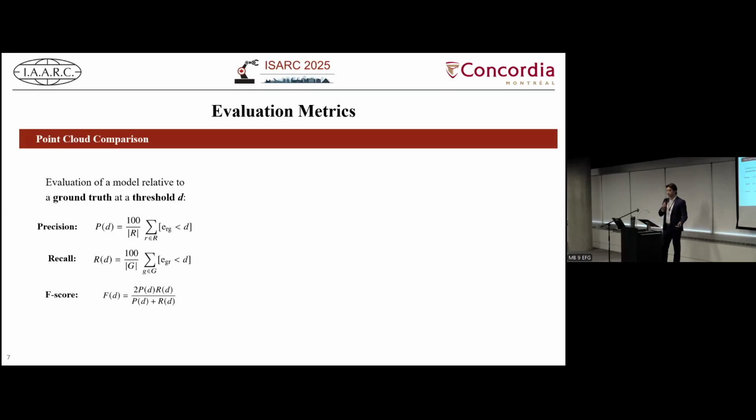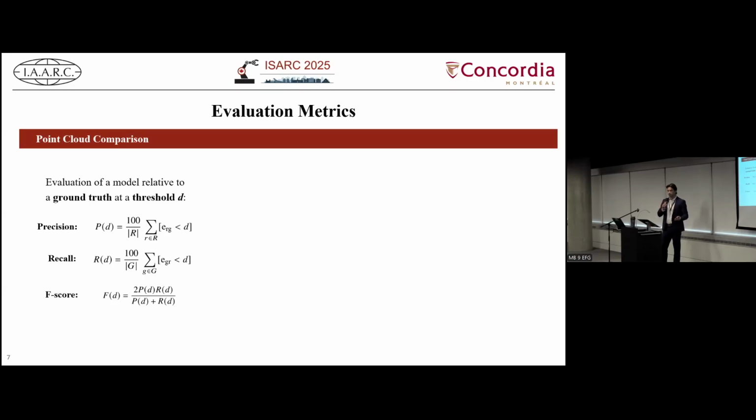Then we used 3 different criteria to evaluate this: precision, recall, and F-score. These are industry standards for evaluating 3D objects. Basically, precision identifies the accuracy of the model, using the cloud-to-cloud distance of every point in the model relative to the ground truth, and it's expressed as a percentage of points that pass a certain threshold. Recall is kind of the opposite, so it measures the completeness of the model, measuring every point in the ground truth relative to the model. And F-score is a holistic metric that covers both of these things.